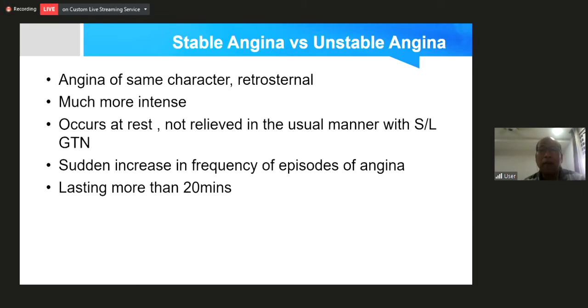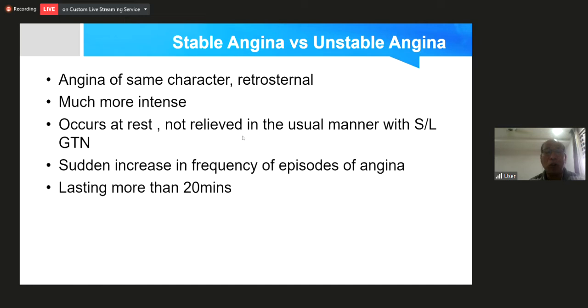So in the case of how to differentiate, I already discussed with you the stable angina and unstable angina. Both present with chest pain, but the nature of the chest pain is different. In stable angina, the chest pain is similar to before. In unstable angina, the chest pain occurs for the first time, or is more intense, with more frequency, intensity, and also duration. For example, post PCI, the patient has chest pain, and sometimes it occurs at rest, not really as usual with the GTN.